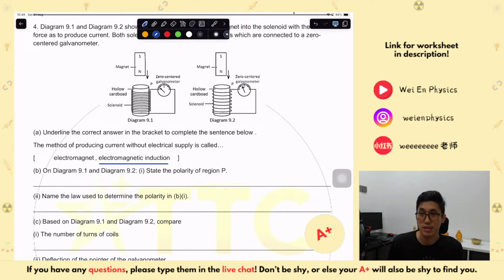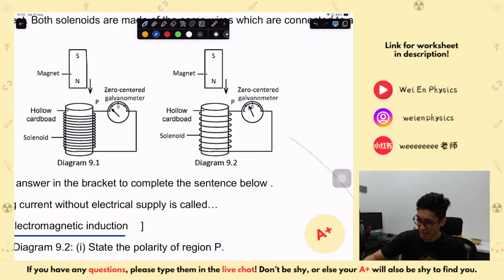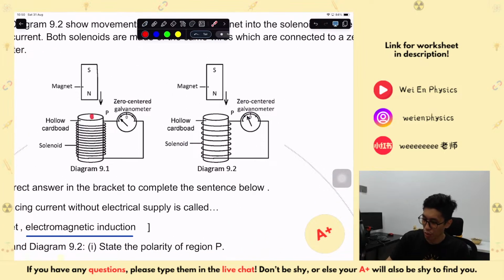Okay, next, on diagram 9.1 and 9.2, state the polarity of region P. You know what polarity is or not? Polarity, North Pole, South Pole, that's polarity. So how do we know what is the pole here? Now this is something called Lenz's law. Okay, so Lenz's law says that when you make electricity, when you do electromagnetic induction, the electricity that you create will always try to stop you.